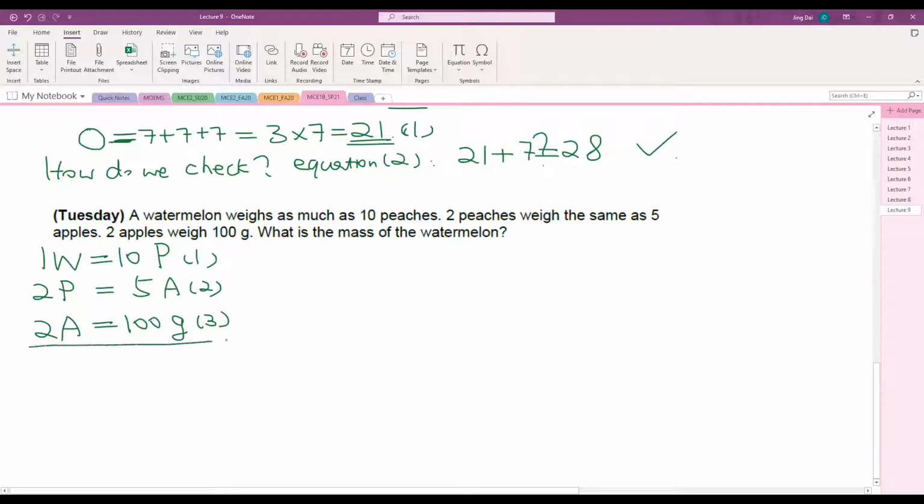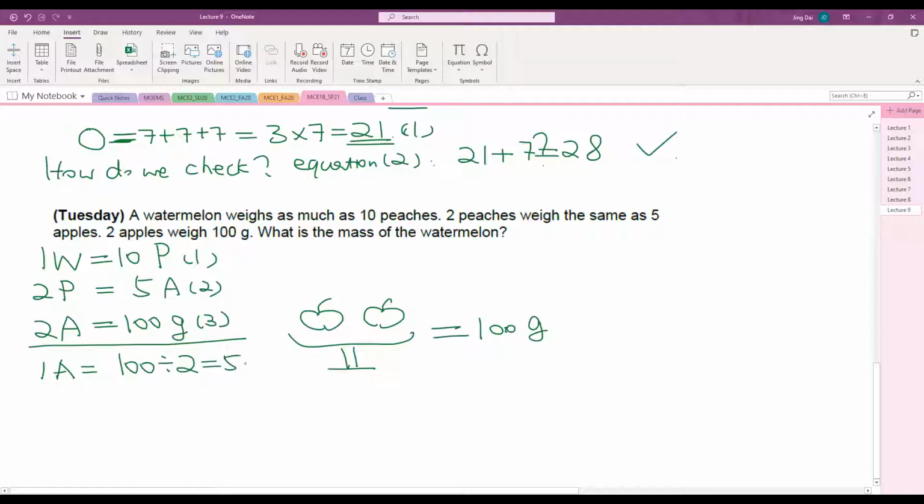Darren, look at equation 3. 2 apples is 100 grams. Can we just figure out what 1 apple is? 2 apples, 100 grams. And all of these fruits, like I said last class, you can assume if they're the same type of fruit, they have the same weight. If 2 apples, and you put them on the balance, this is your balance, and this thing is 100 grams, how much does each of these apples weigh? 50. Very good. 100 divided by 2, 50 grams. Okay, so now we know each of these apples is 50 grams.